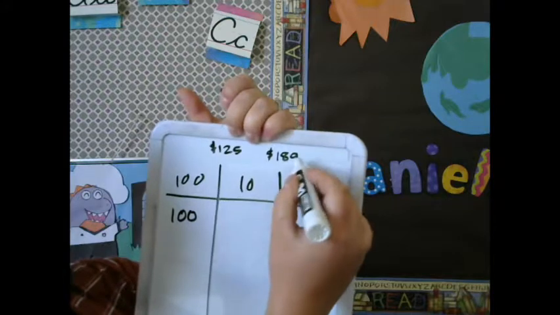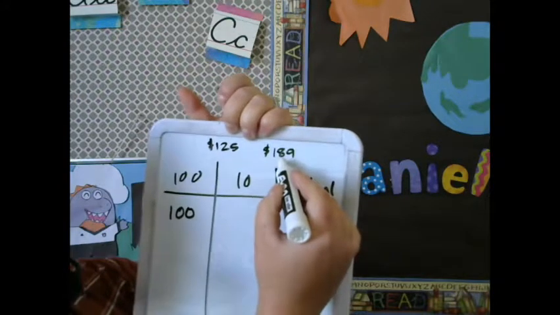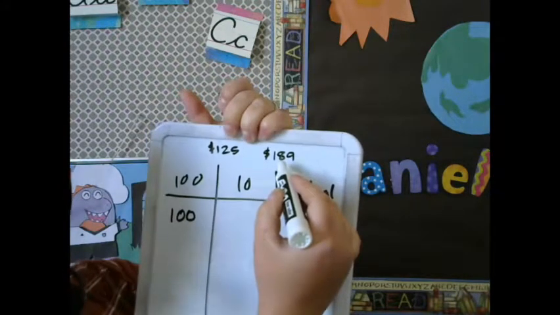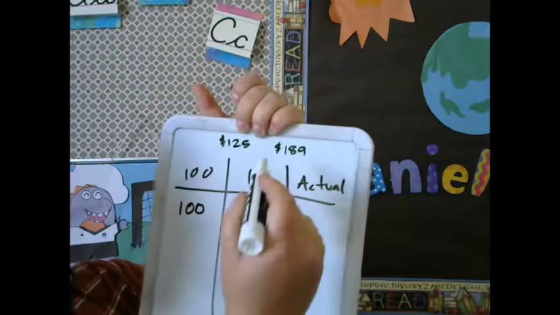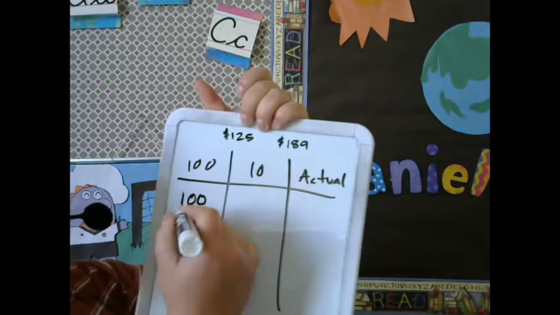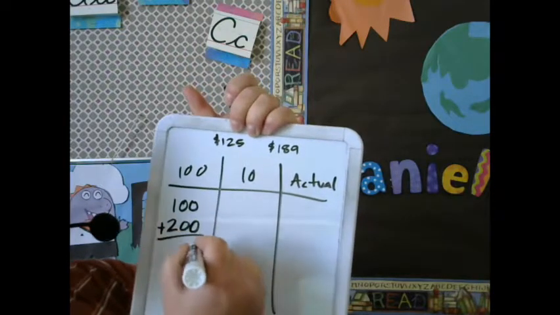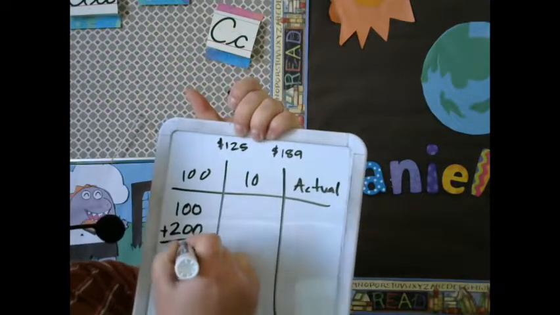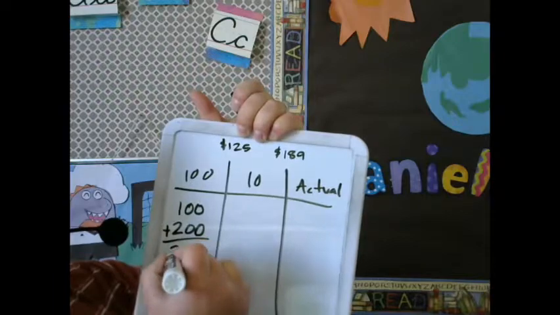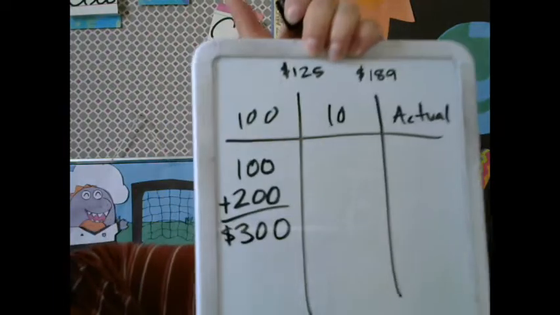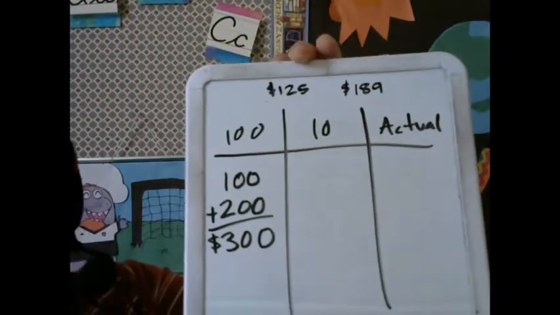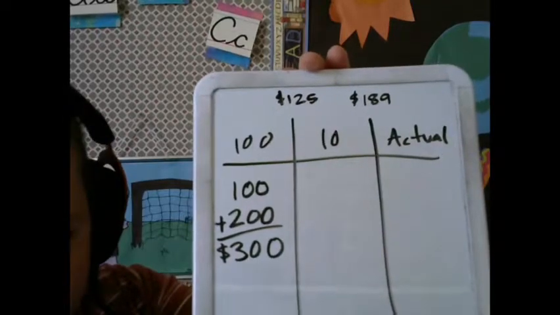Then 189. Is the 8 closer to 0 or closer to 10? Well, it's closer to 10, right? So that goes up to 200. Then I'm going to add this up, right? 0 plus 0 is 0. 0 plus 0 is 0. 1 plus 2 is 3. So when I round to the nearest 100, it says he spent about $300.